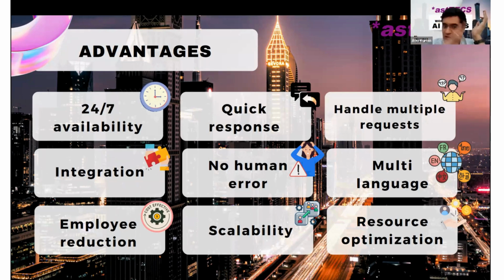So resource optimization. A summary of all these above points comes down to resource optimization, where you save on time, you save on money, you save on costs, you're saving on errors, you're improving customer satisfaction, you're increasing your reach with multiple languages. So you are doing much more with fewer resources, which is ideal for any given situation.